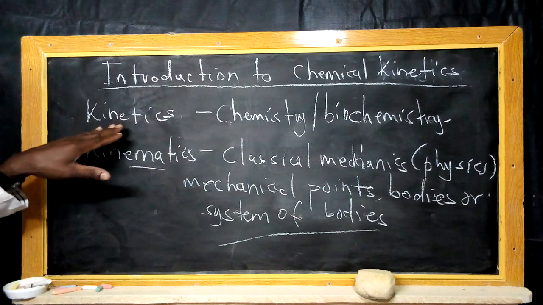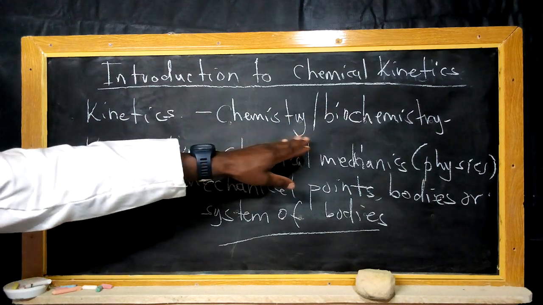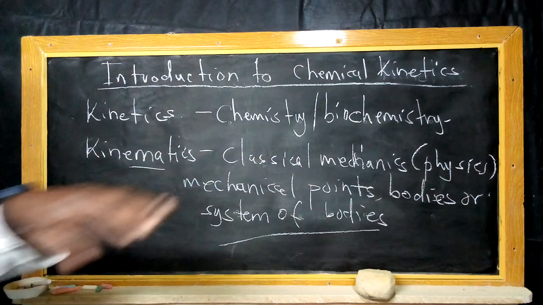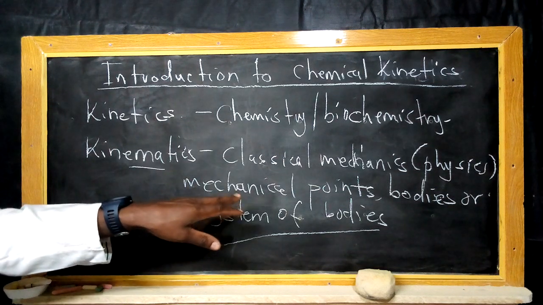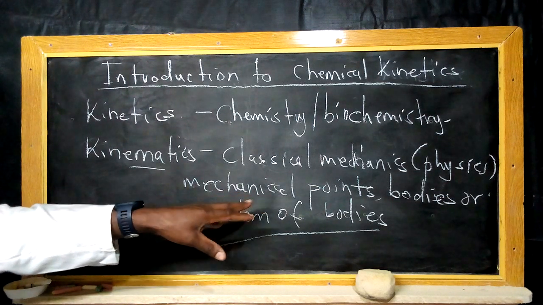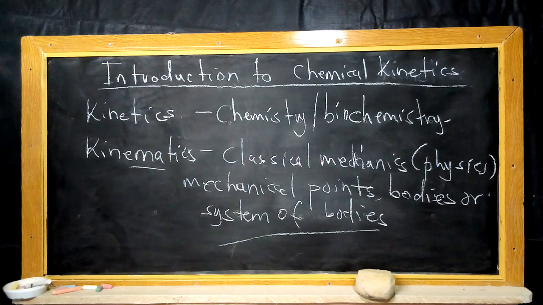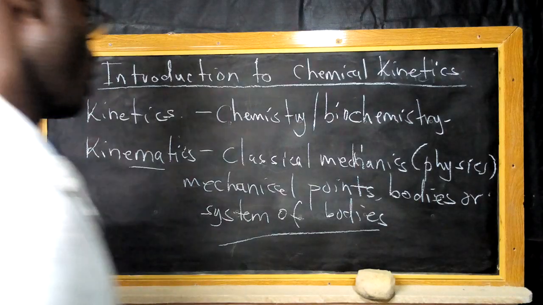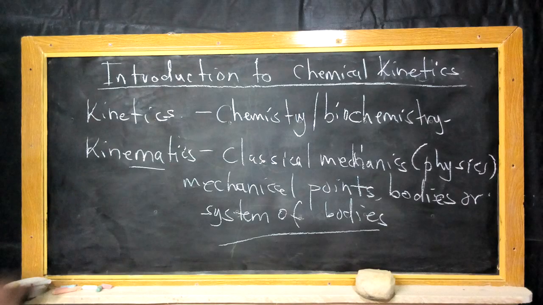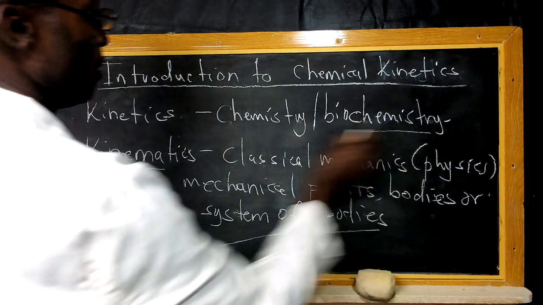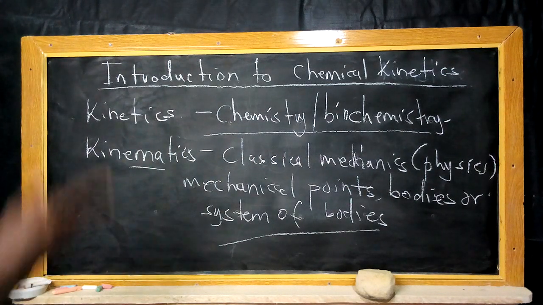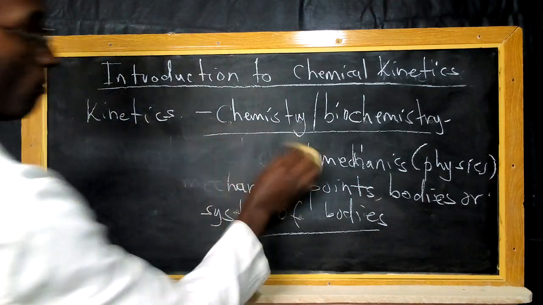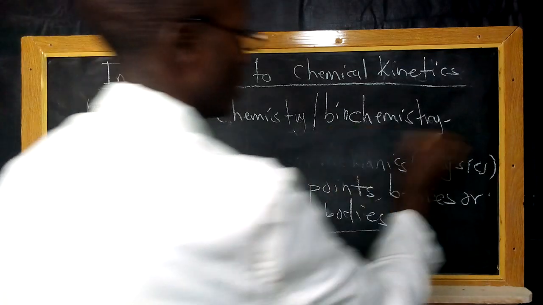So in as much as kinetics is a branch of chemistry that deals with the measure and study of the rates of reactions, this one is a branch of classical mechanics or physics that deals with the motion or mechanical aspect of points, bodies, or a system of bodies, without regard to their physical properties or the other forces which are acting on them. So I hope that there's a difference between the two. Now in our case, we're just going to deal with the first aspect, which is a branch in chemistry that deals with the study and the measure of the rates of reactions.